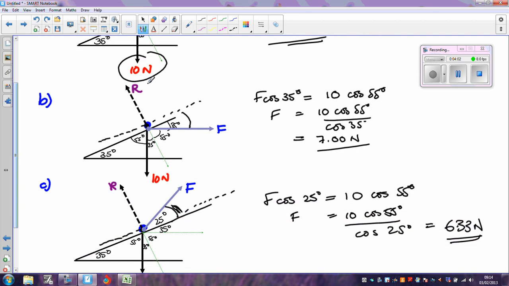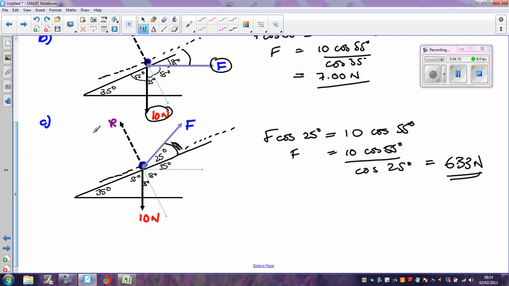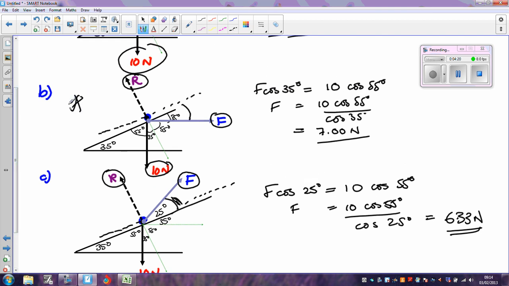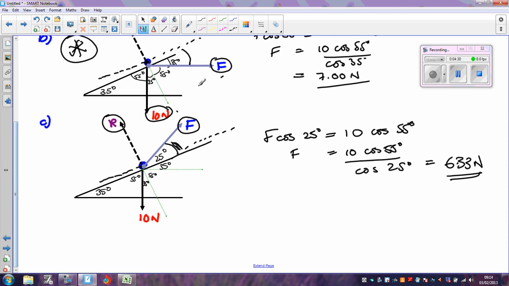Okay, if we look at the second situation, R, which is here, is being acted against by both of these forces. So both of those are acting against R. And in this case, the third situation, R and F are both acting away from the slope. So the situation where R is going to be the greatest is this one, B, because R has got to fight, if you like, against F and the 10 Newton force. So R will be the greatest in the second situation, in other words, situation B.